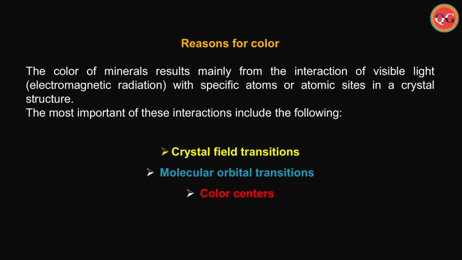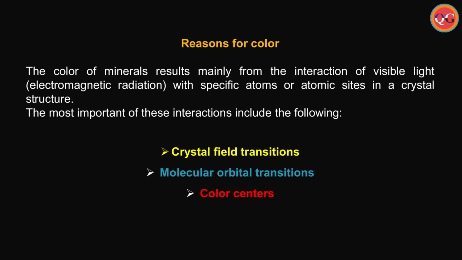First one is crystal field transitions. The presence of transition metal ions in a mineral can cause color due to crystal field splitting. When light interacts with these ions, electrons can be excited from a lower energy level to a higher one, absorbing specific wavelengths of light and reflecting others. This absorption leads to the distinct colors observed in minerals containing transition metals, such as the green of chromium in emerald.